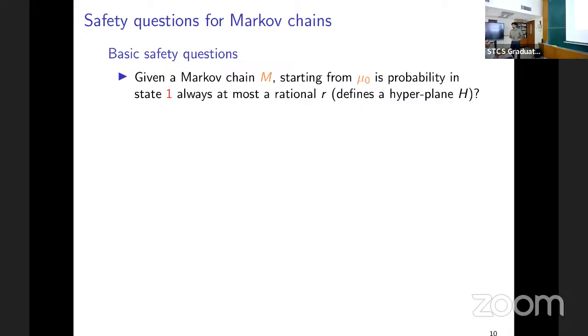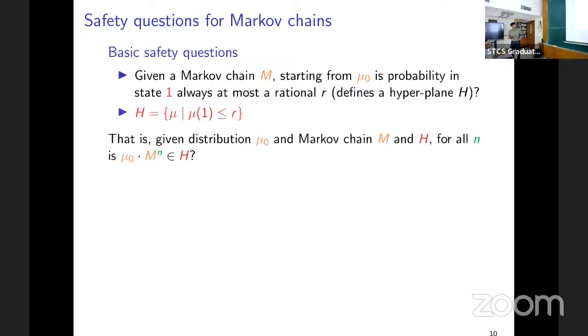Okay. This is of course a plane, because why? Because this is the hyperplane that I have given here: the set of all distributions such that the distribution at the ith component is less than r. That's the hyperplane that we are looking at. So this is in our problem format, right? This is an easy version of our problem. Given a distribution mu naught and Markov chain M and the safety set H, which is given by this hyperplane, we want to ask, for all n, is mu times M to the power n in H, for integers n, right? So what do you think about this problem? And well, I shouldn't do this, right? There are too many people in this audience who know what's coming.